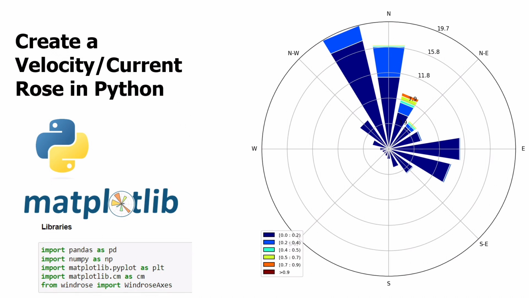Today we will learn how to visualize the velocity data as a current rose, which is shown in this image here. In addition, we also will learn how to calculate the velocity direction from a given velocity component data.